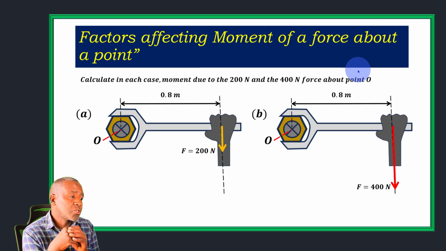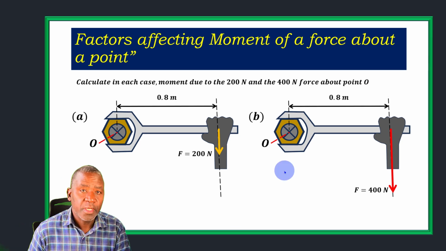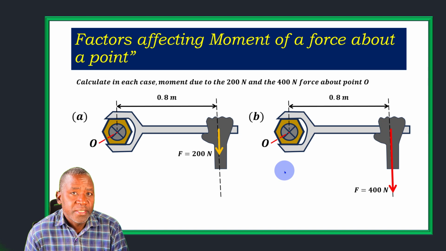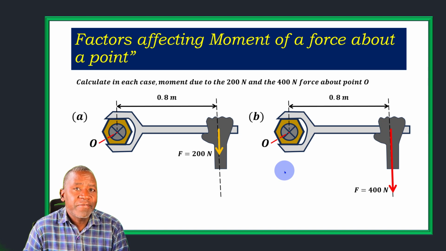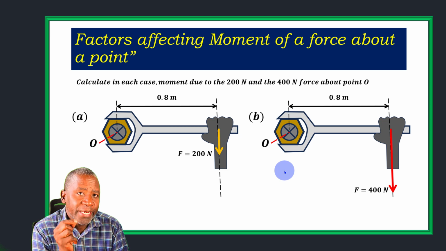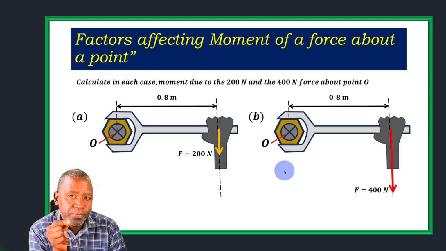So there are two factors which affect moment of a force about a point. These factors are force and perpendicular distance. How does force affect moment? If the force is doubled, moment is going to double. So we say moment is directly proportional to the force.